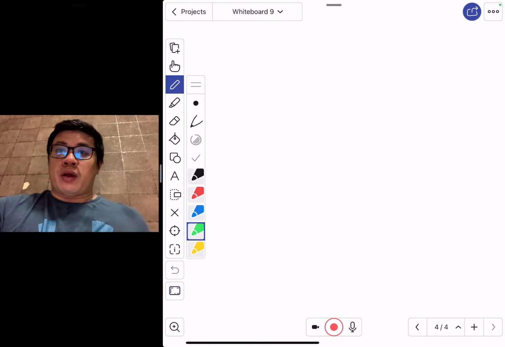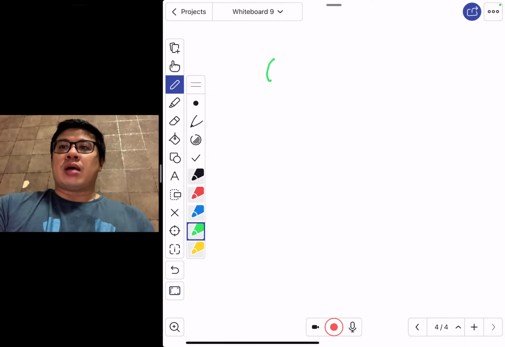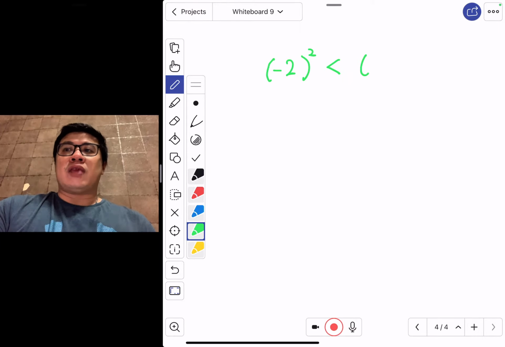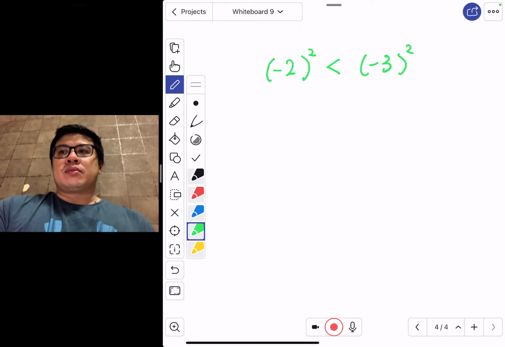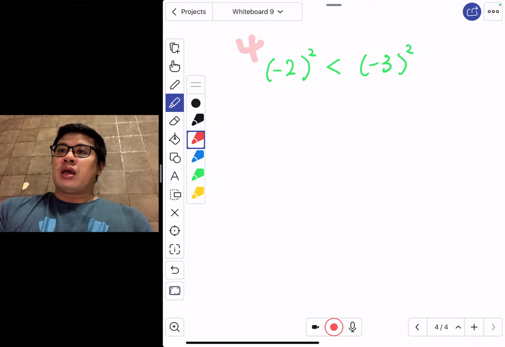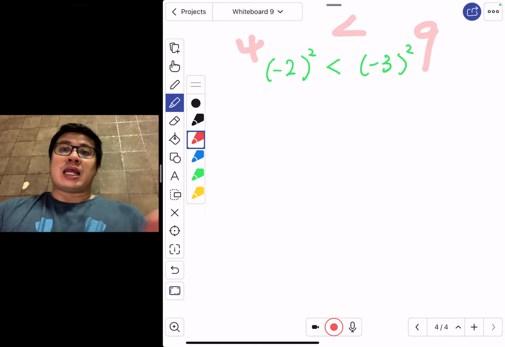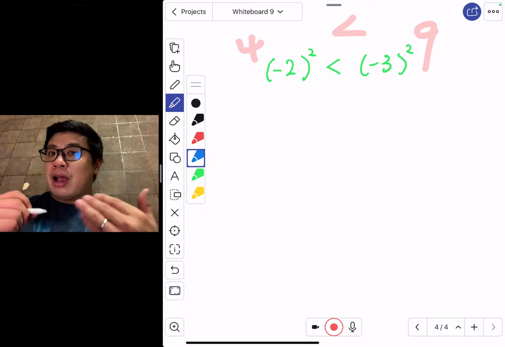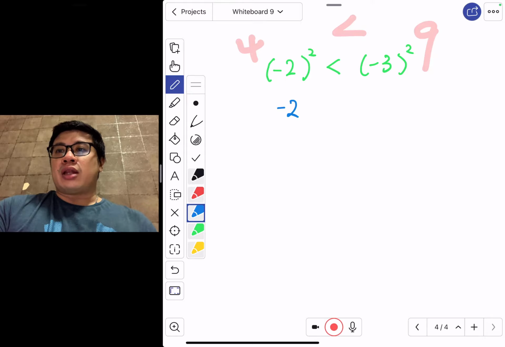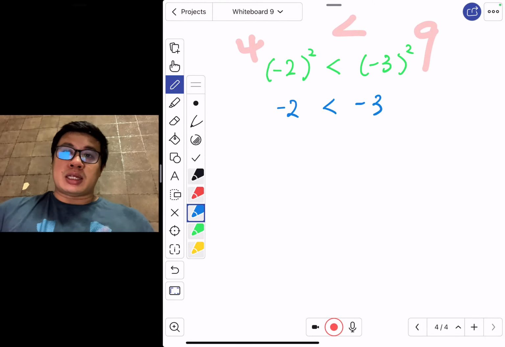If I show you, for example, the negative of 2 squared is basically 4, and negative 2 squared will be less than negative 3 squared, which is 9. So 4 is less than 9, that's true. But if I square root both sides, I have negative 2 less than negative 3. Now, does this make sense?